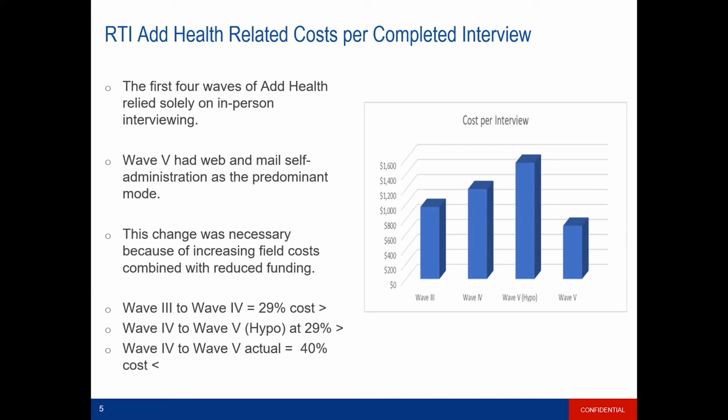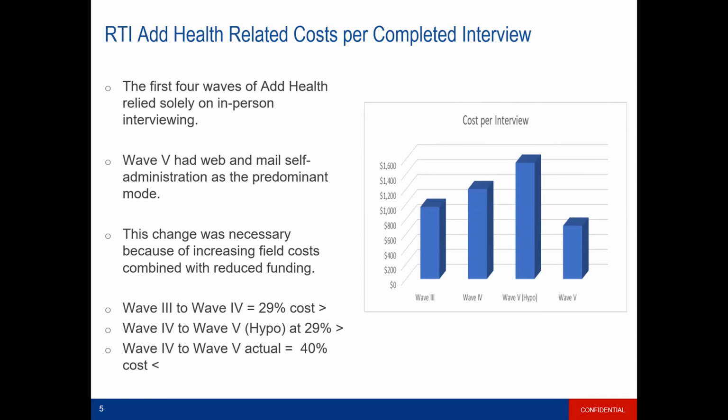And it became the point that it basically became too expensive to try to contact almost 20,000 people in person when they lived in all 50 states and were geographically spread all over the US. So we put together, which I'll talk more about in a minute, a mixed mode design, and the actual cost from wave 4 to wave 5 was a 40% decrease in cost.